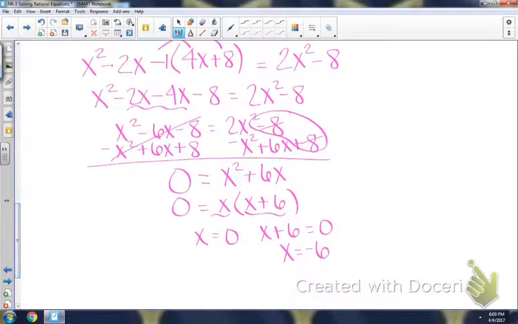So this is solving a rational equation with fractions. You're finding the LCD so you can multiply everything by that to get rid of those fractions. That way you're able to solve your linear equation or quadratic equation from there.